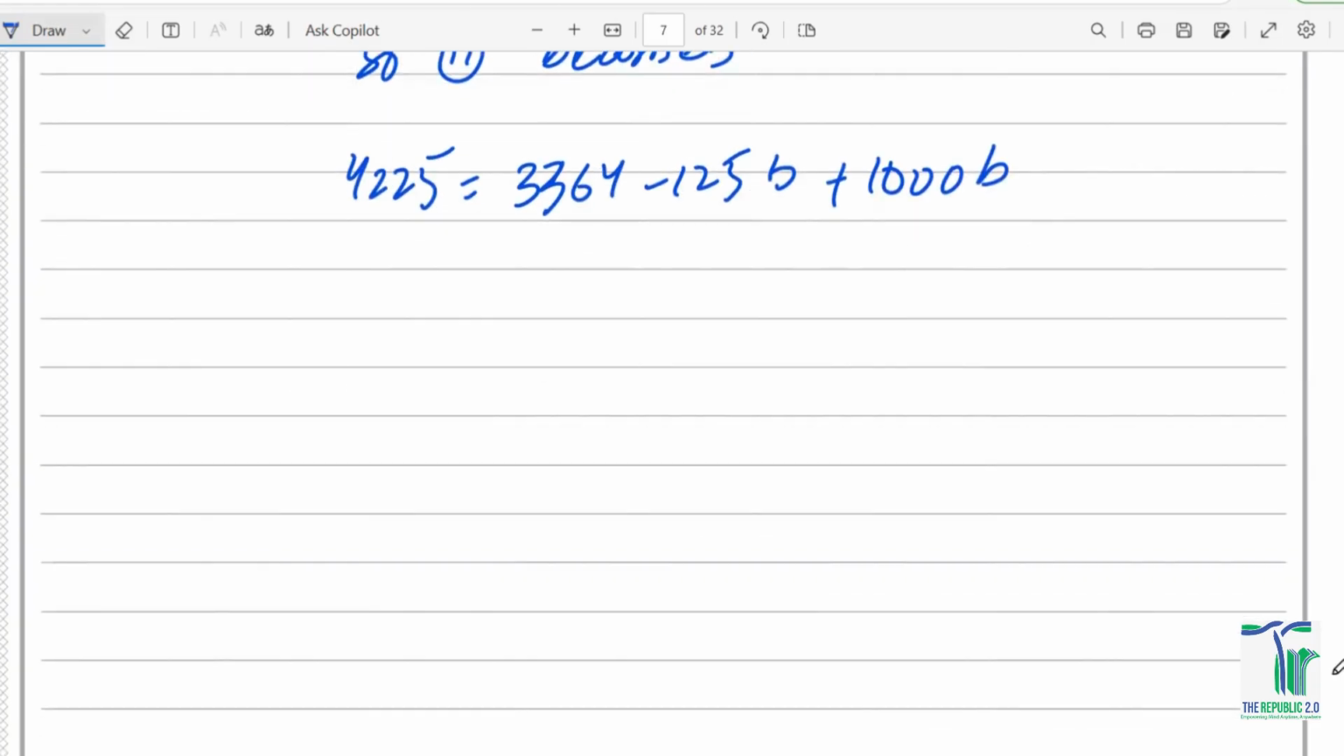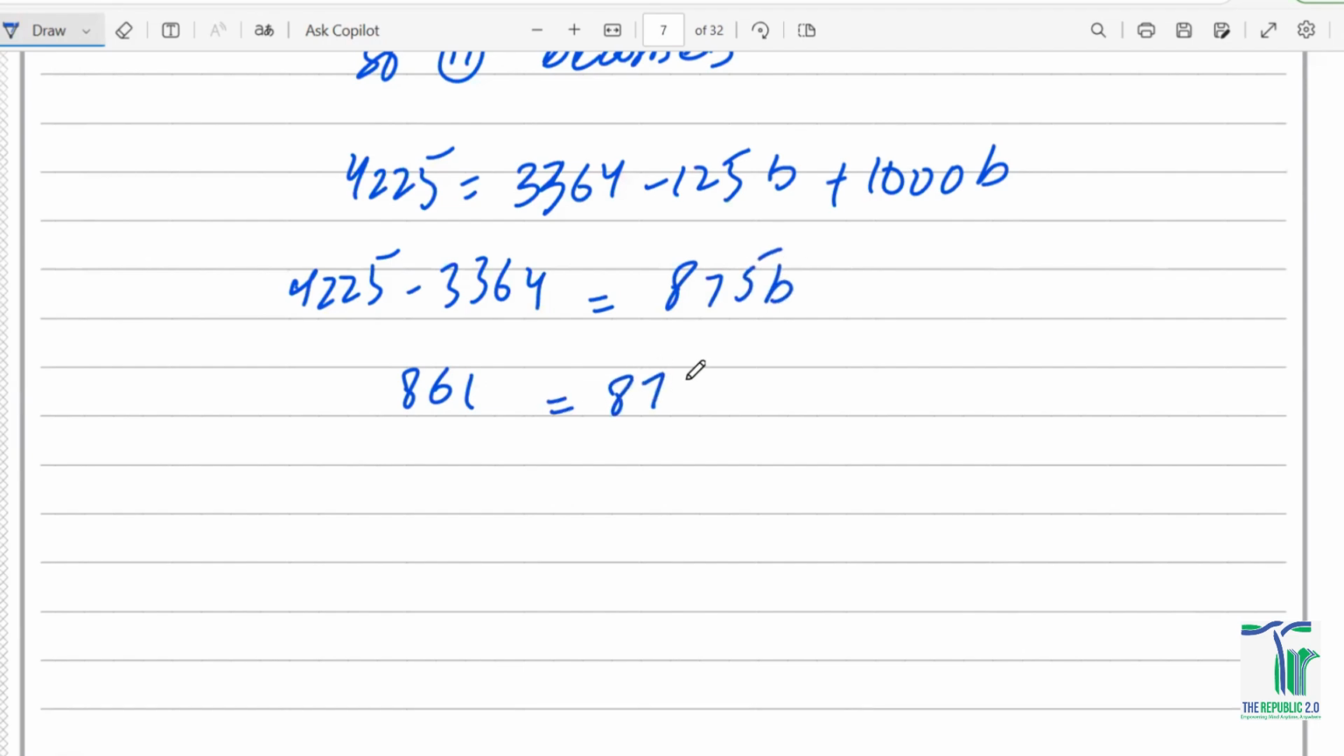So by just solving it down, I'm just going to take the similar terms to each side. 4225 minus 3364 is equal to 1000 minus 125 times b. And 4225 minus 3364 is going to be 861. And 1000 minus 125 is basically 875. So it should be 875b. By dividing both the sides by 875, I would be having the value of b as 861 divided by 875, which is going to be 0.984.